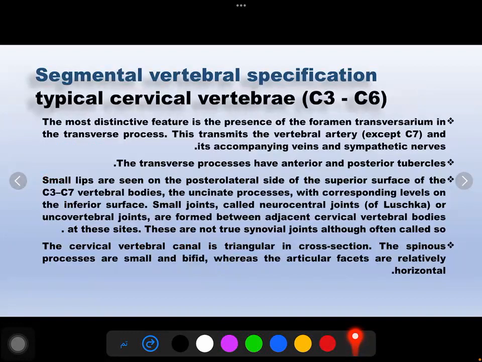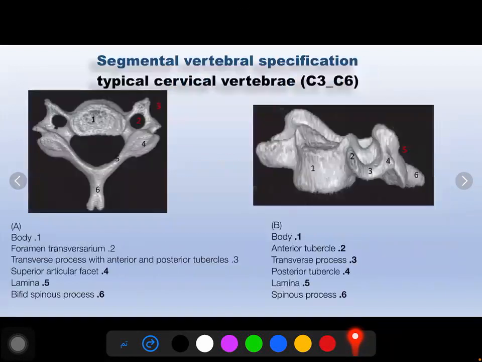We talk about the typical cervical vertebra, which is from C3 to C6. There are some characteristic features of the typical cervical vertebra. The most important one is the transverse process, formed by fusion of pedicle and lamina. It has a foramen transversarium for transmission of the vertebral artery, which passes from C6 and above. It is not transmitted through the C7 vertebra. The vertebral canal is triangular in shape and the spinous process is bifid, which is more characteristic of the cervical vertebra.